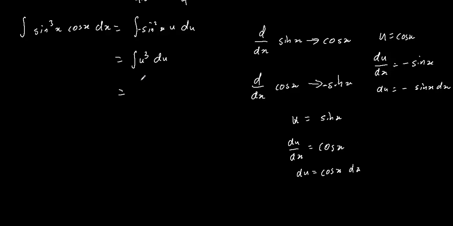Then we get the same power rule that we said before, u to the 4th over 4. Remember, we have to write our answer in terms of x. All right, plus c. Yeah, so then we have sine to the 4th x, sine 4 x, all over 4, plus c.